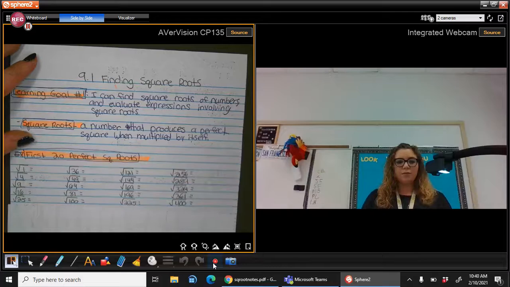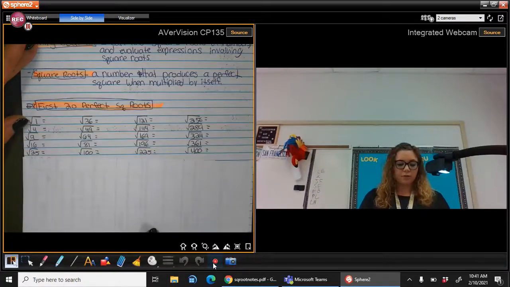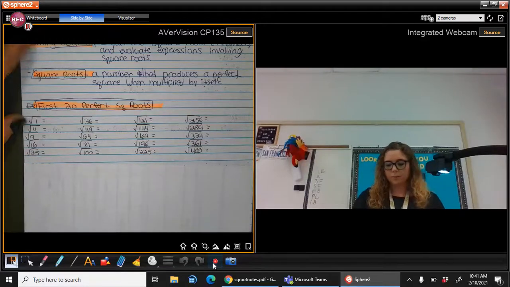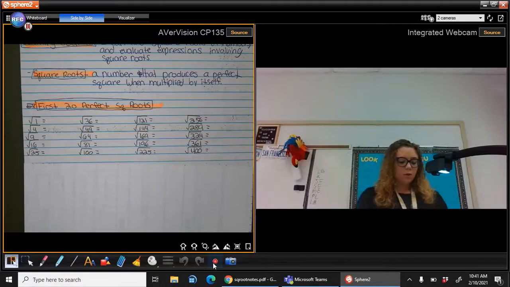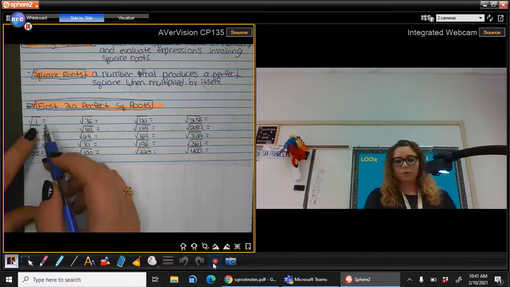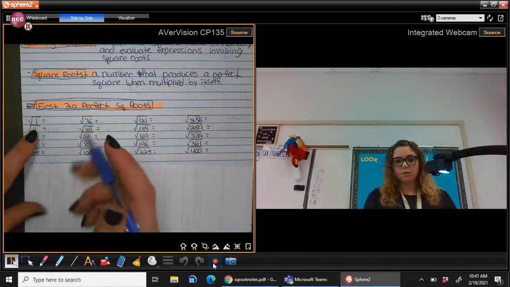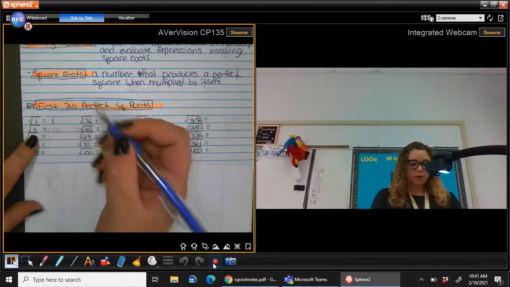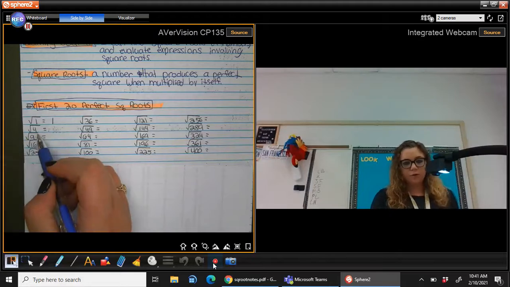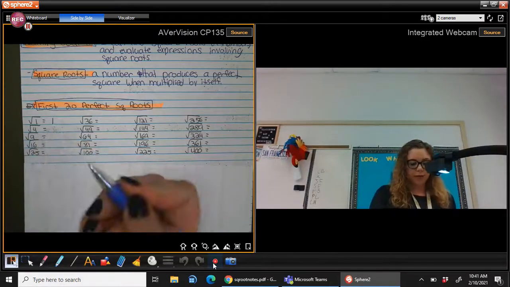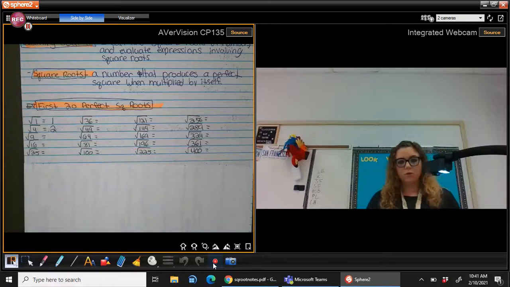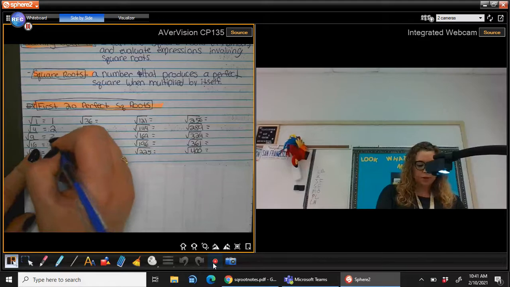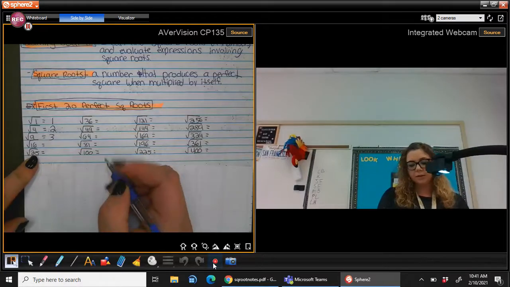So here's the first 20 perfect squares. What times what will give you 1? 1 times 1 will give you 1, so my answer is just 1. What times what will give you 4? 2 times 2, so my answer is just 2. What times what will give you 9? 3 times 3, so I'm just going to write 3. What times what will give you 16?